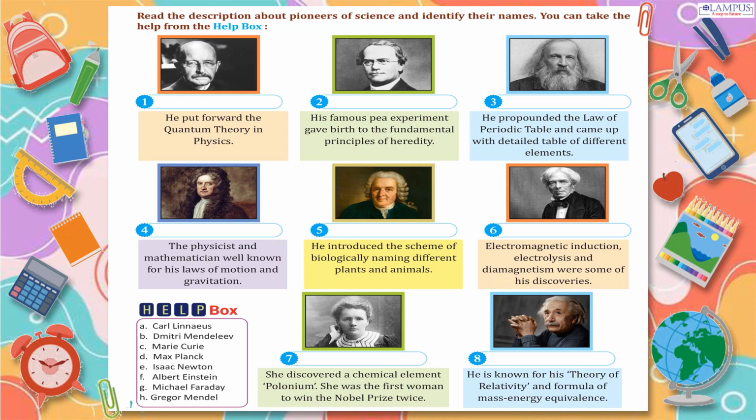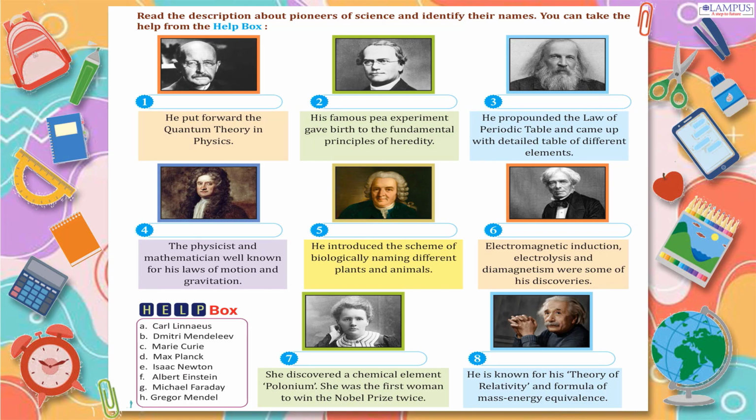1. He put forward the quantum theory in physics. 2. His famous pea experiment gave birth to the fundamental principles of heredity. 3. He propounded the law of periodic table and came up with detailed table of different elements. 4. The physicist and mathematician well known for his laws of motion and gravitation.